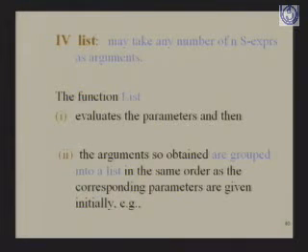How does this operation list work? For that we should look at the slide. The slide says the list may take any number of S-expressions as arguments. The function list first of all evaluates its arguments, and then the arguments so obtained are grouped into a list in the same order as the corresponding parameters are given initially.